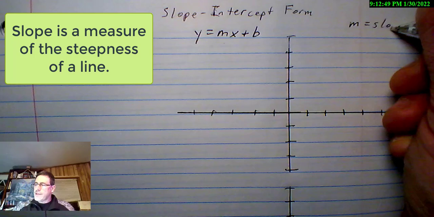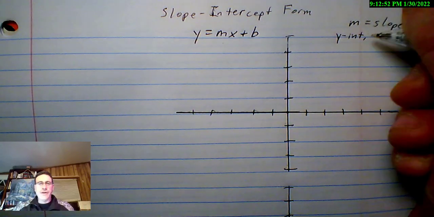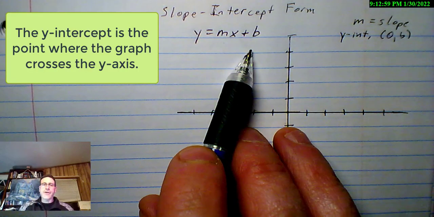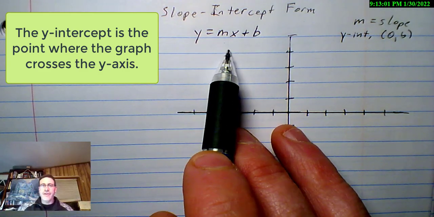And the y-intercept, where the line is going to intersect the y-axis, is going to be the point 0, and then the b. So whatever number is added, the constant on that side of the equation.